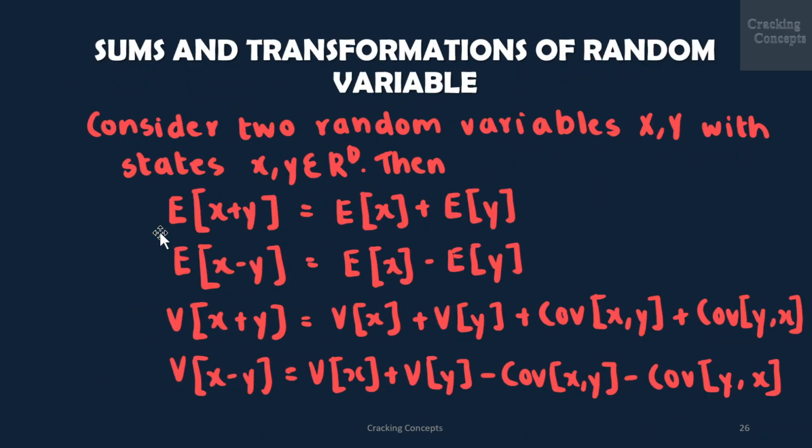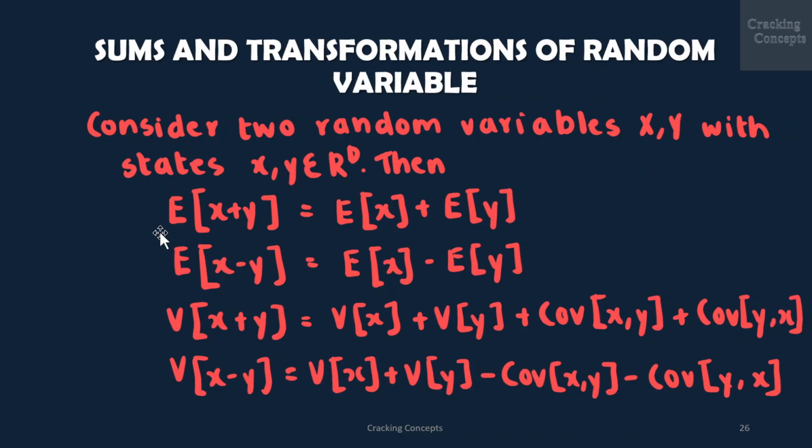Now we look into sums and transformations of random variables. Consider two random variables x, y with states x, y belonging to d-dimensional space. Then E of x plus y can be written as E of x plus E of y. E of x minus y can be written as E of x minus E of y. V of x plus y can be written as V of x plus V of y, plus covariance of x comma y plus covariance of y comma x. V of x minus y can be written as V of x plus V of y minus covariance of x comma y minus covariance of y comma x.